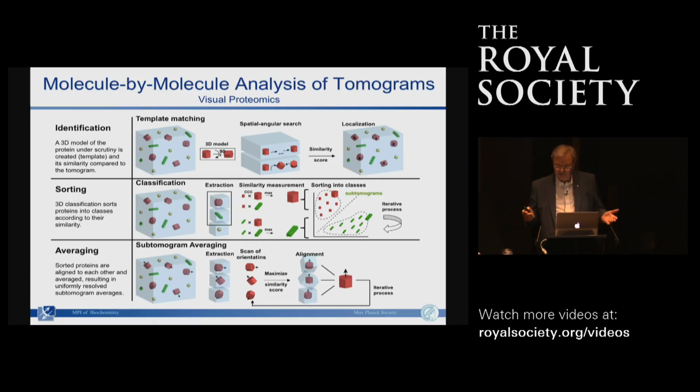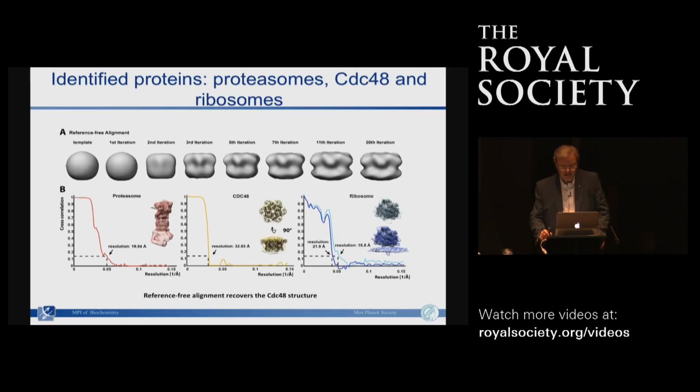Then we can extract the molecules, and we can do what I described already, subtomogram averaging, and we can map them back. But if we have different species or heterogeneity of any sort, then we can classify them into classes according to their similarity, and we can generate subtomogram averages from the different classes. You see that here applied to the clusters of the endoplasmic reticulum.